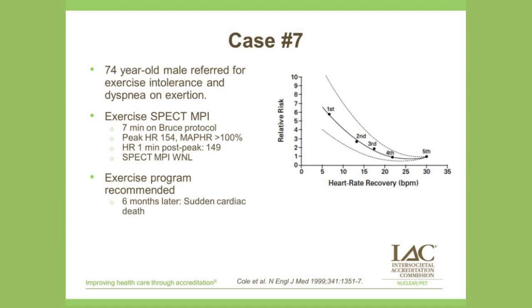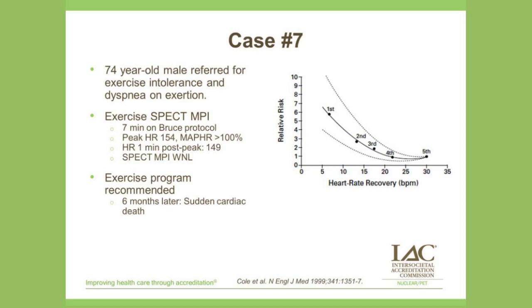Case number 7, a 74-year-old male referred for exercise intolerance and dyspnea on exertion. He underwent exercise SPECT MPI, 7 minutes on the Bruce protocol. His peak heart rate was 154, which was over 100% of his maximum age-predicted heart rate. So a very robust heart rate response. And when his heart rate was looked at 1 minute post-peak, it was down very little, at 149. Now, his SPECT MPI was within normal limits.